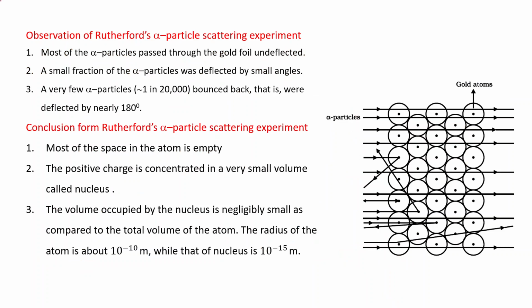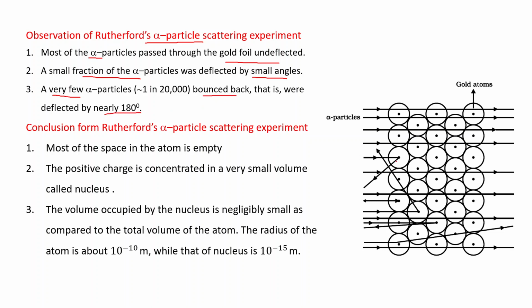Now, what are the observations of Rutherford's alpha particle scattering experiment? Most of the alpha particles pass through the gold foil undeflected. A small fraction of the alpha particles was deflected by small angles. A very few alpha particles, about 1 in 20,000, bounced back, that is, were deflected by nearly 180-degree angle.